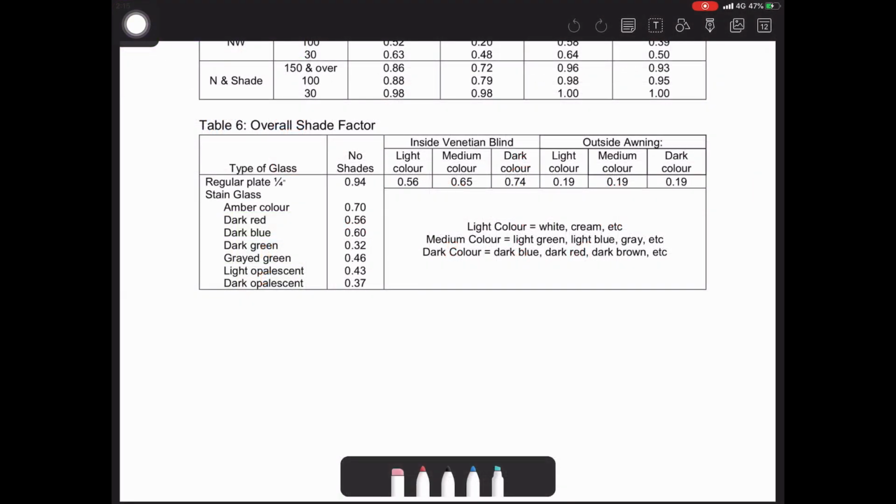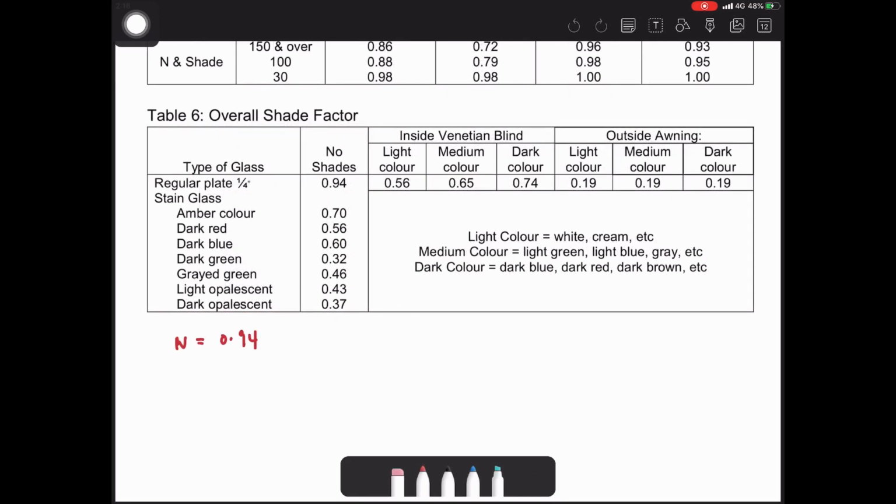We are going to choose the overall shade factor for each side. So we are going to start with north. Since north we only have doors, for doors there's nothing much that we have from the information. Therefore we are going to choose type of glass regular plate 1/4 inches and no shades, so the value will be 0.94. For east, we only have windows, and stated from the question is internal blind with medium color, so we are going to refer to the inside Venetian blind and medium color, so the value will be 0.65.